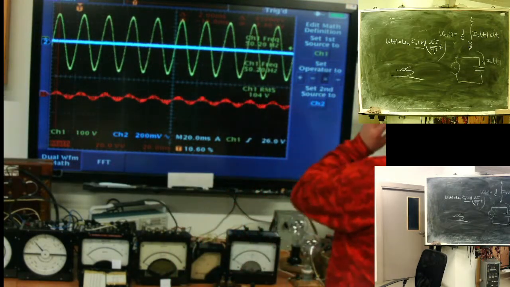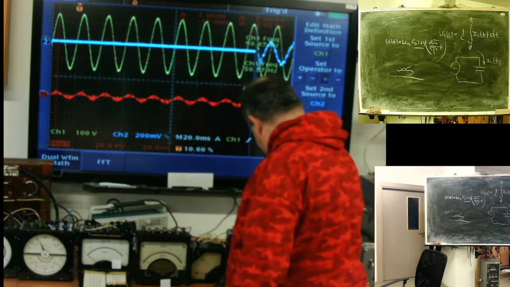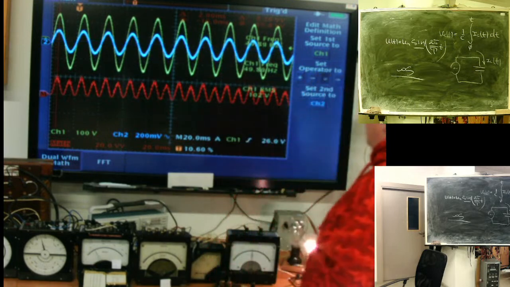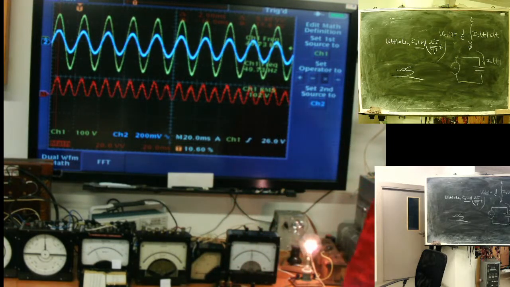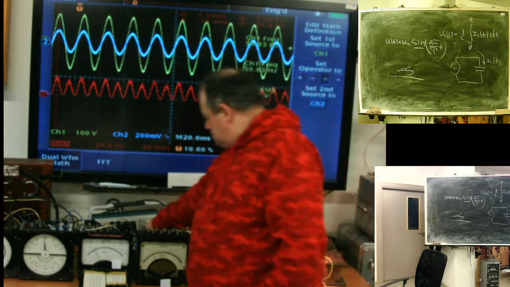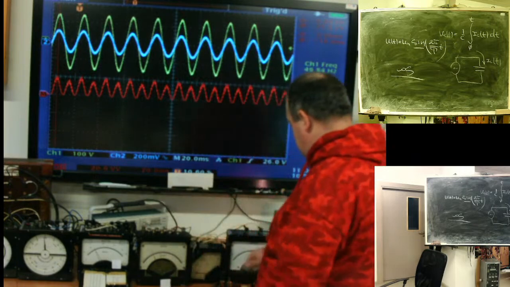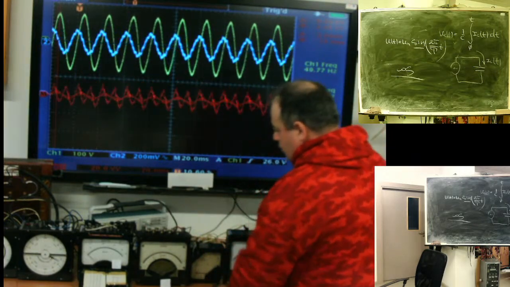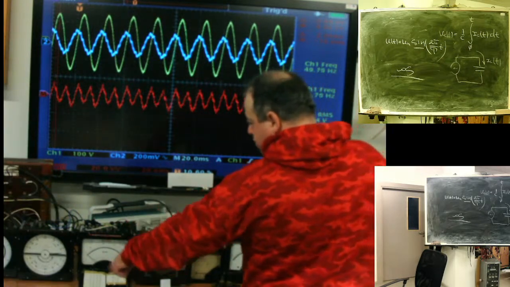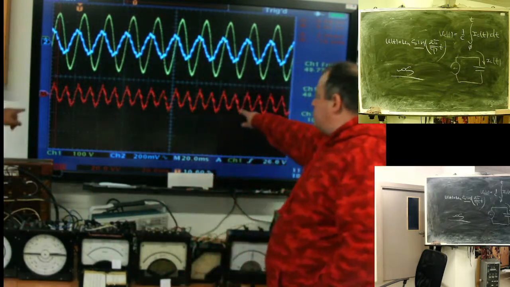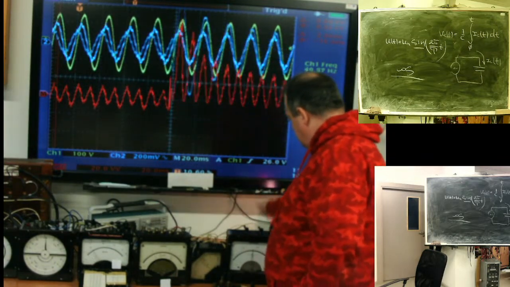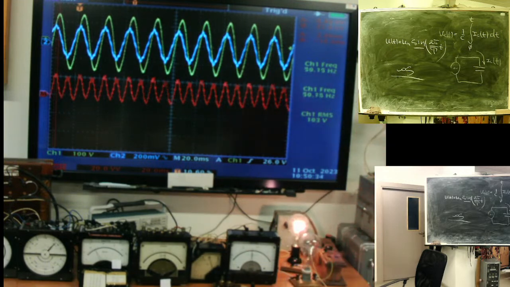We have some noises. Here, wait one second. Active load, 80 watts. Instant power is positive. One capacitor: we have current, we have voltage, but we have no power, because integrating all this we will get 0.